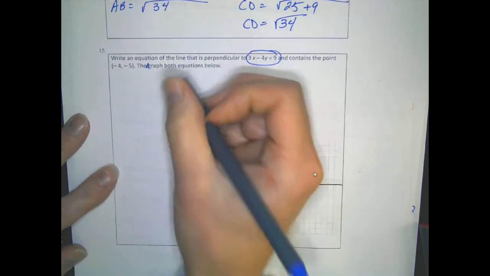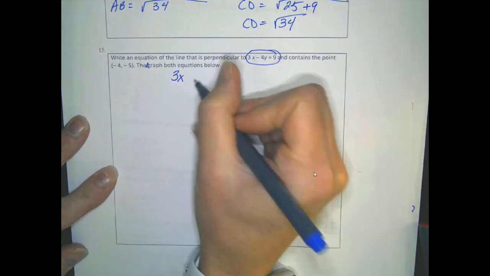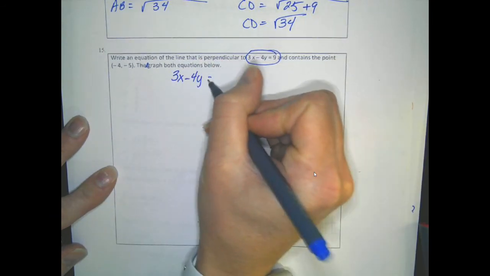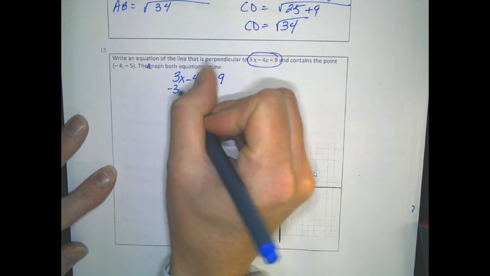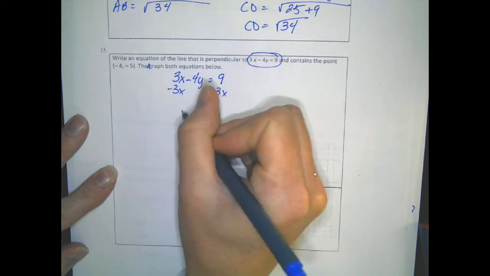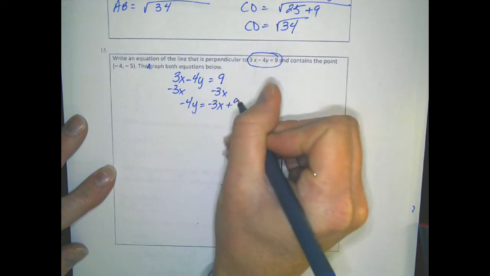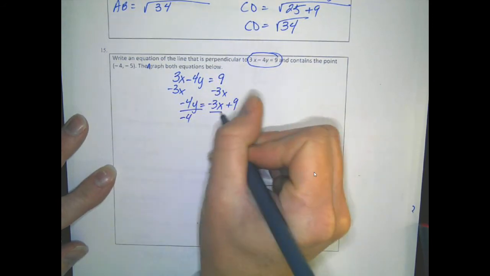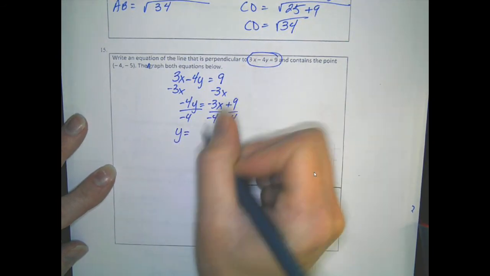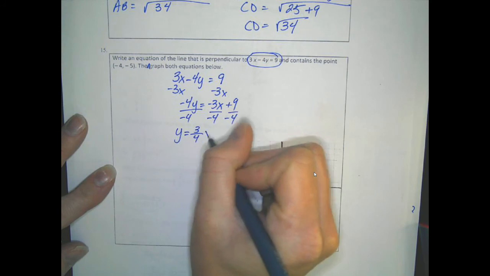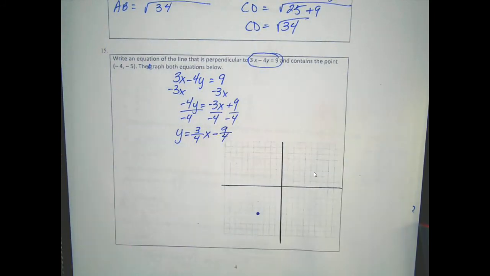So what I'm going to do is rewrite this in slope-intercept form. So 3x minus 4y is equal to 9. I'm going to subtract 3x: -4y is equal to -3x plus 9. Divide by -4, divide by -4, divide by -4. Y is equal to positive 3/4 x minus 9/4.